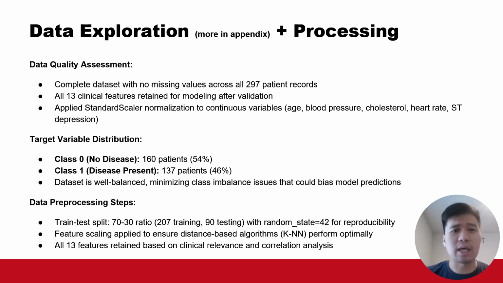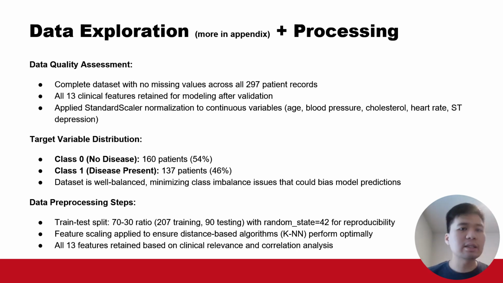Before building any model, I conducted a thorough exploratory data analysis and pre-processing. Now let's start with the data quality. The good news is that it was a complete dataset with no missing values across 297 patient records. All 13 clinical features were retained for modeling after I validated their clinical relevance. I did apply a standard scaler normalization to the continuous variables for things like age, blood pressure, cholesterol, heart rate, and ST depression, mainly because these features operate on very different scales, and normalization is especially important for distance-based algorithms like what we'll see later, like k-nearest neighbors.